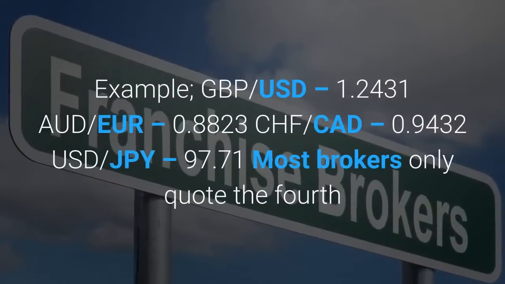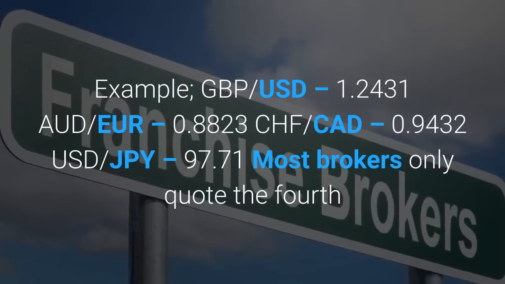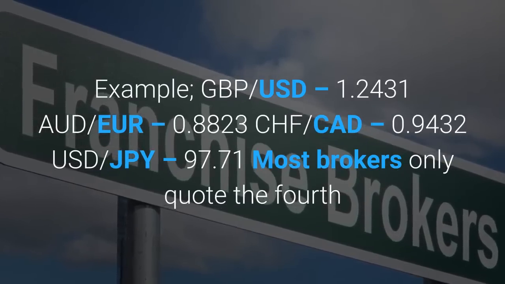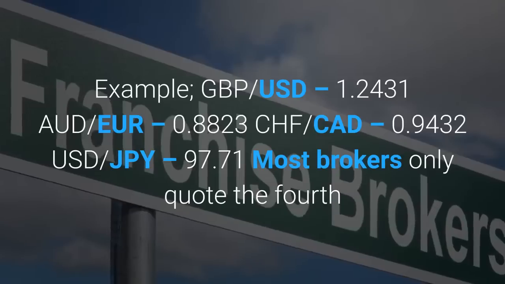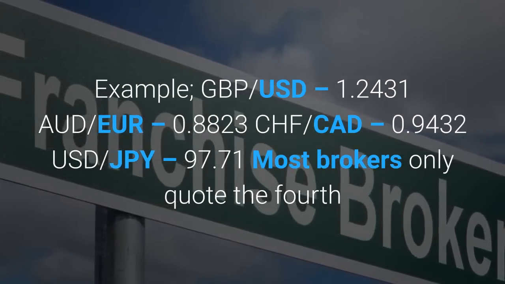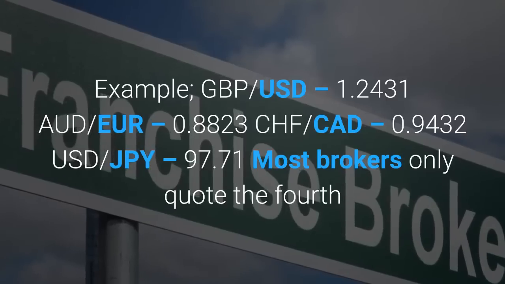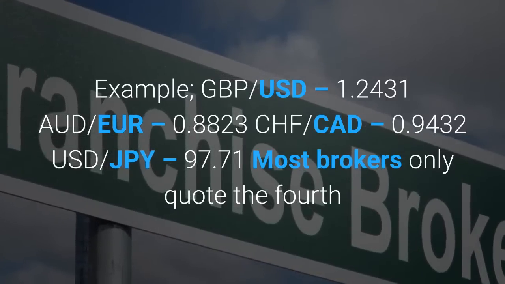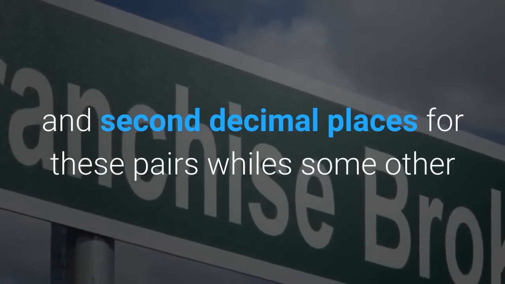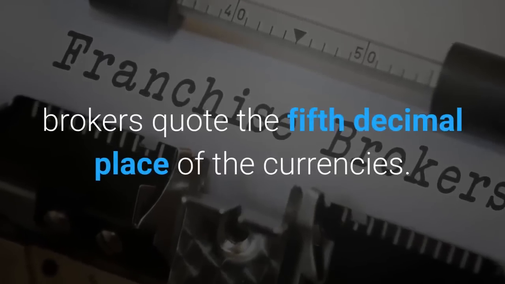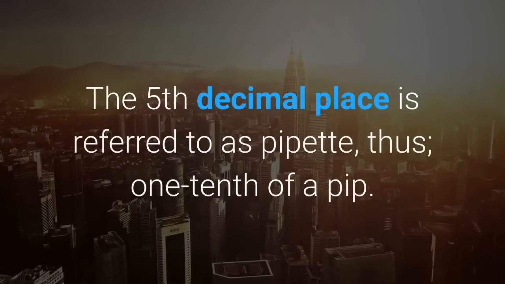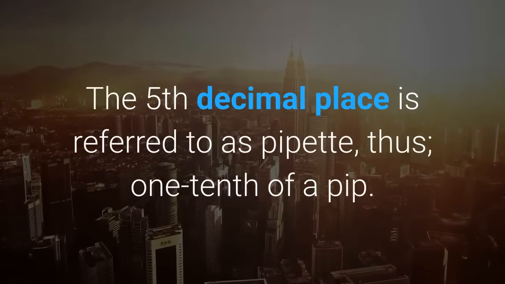Example, GBP/USD 1.2431. AUD/EUR 0.8823. CHF/CAD 0.9432. USD/JPY 97.71. Most brokers only quote the fourth and second decimal places for these pairs, while some other brokers quote the fifth decimal place of the currencies. The fifth decimal place is referred to as a pipette, thus 1/10 of a pip.